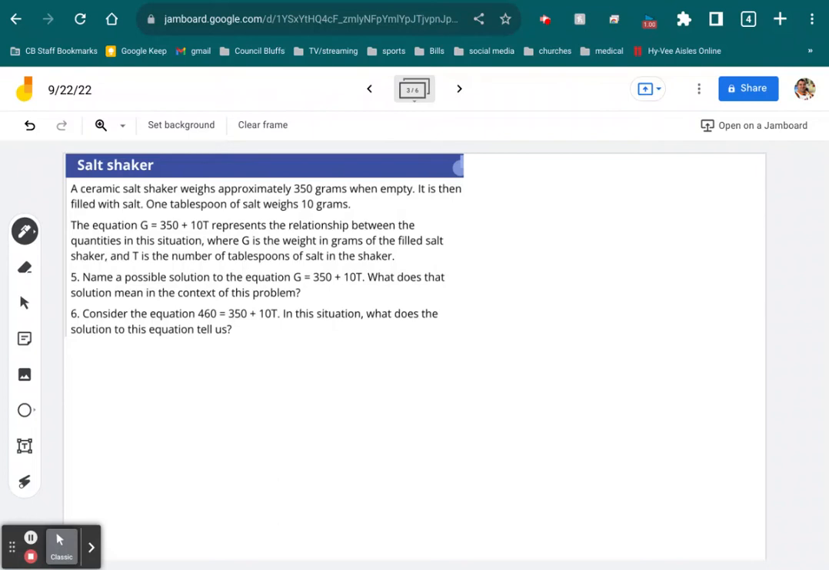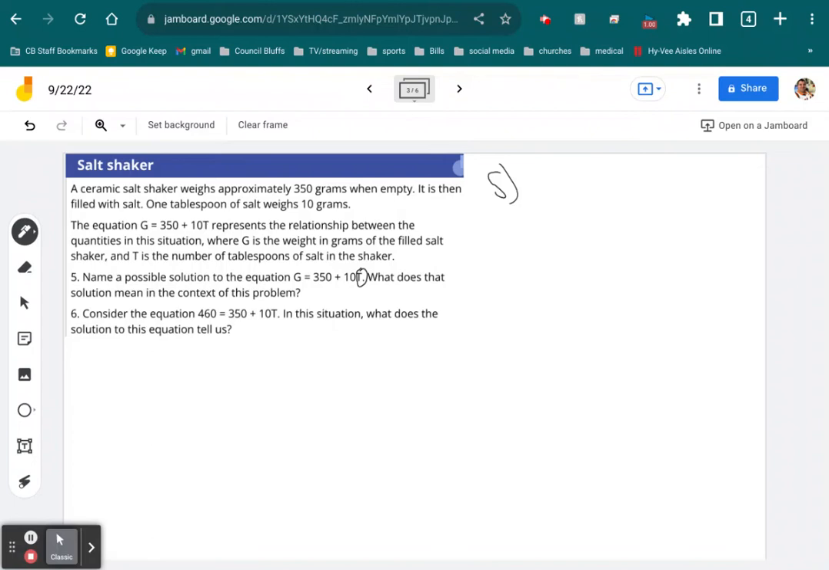Number 5, name a possible solution to the equation G equals 350 plus 10T. What does that solution mean in the context of this problem? So we want to figure out one possible solution to this problem. There are 2 variables here. So what I'm going to do is pick a number for T, and then we're going to see what we end up with for G.